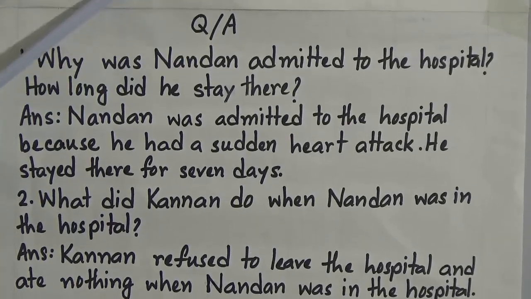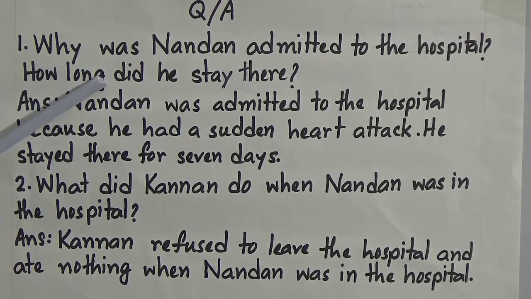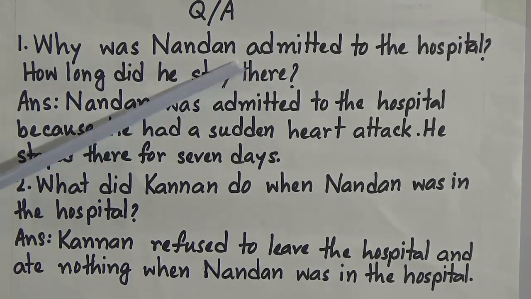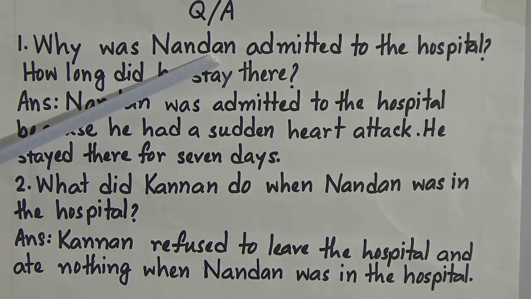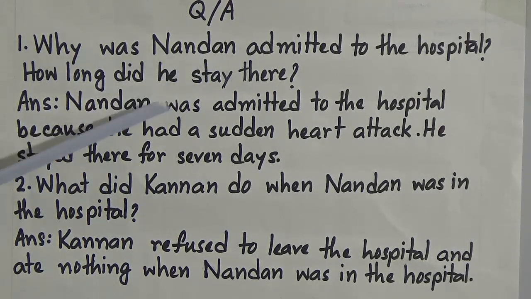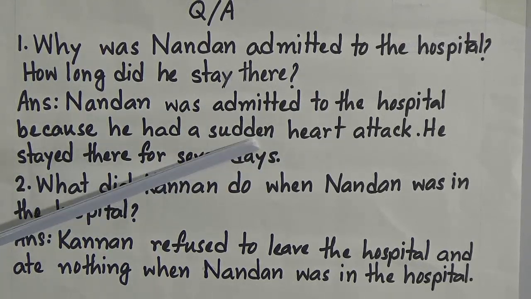Now question answer. Why was Nandan admitted to the hospital? How long did he stay there? Why was Nandan admitted to the hospital? Because he had a severe pain in his chest and he stayed there for at least 1 week. So our answer will be Nandan was admitted to the hospital because he had a sudden heart attack. He stayed there for 7 days.